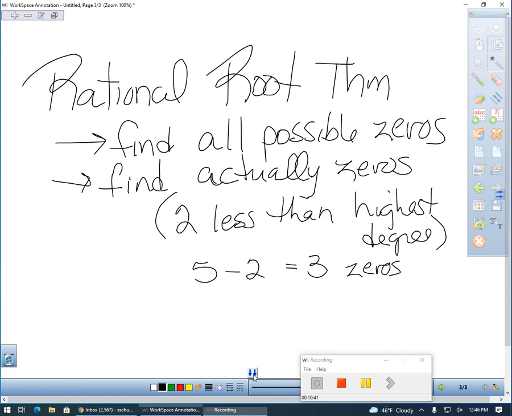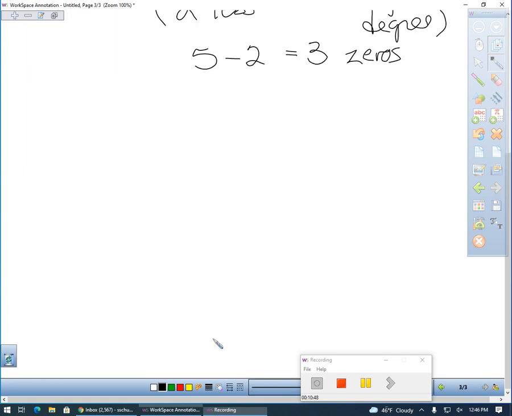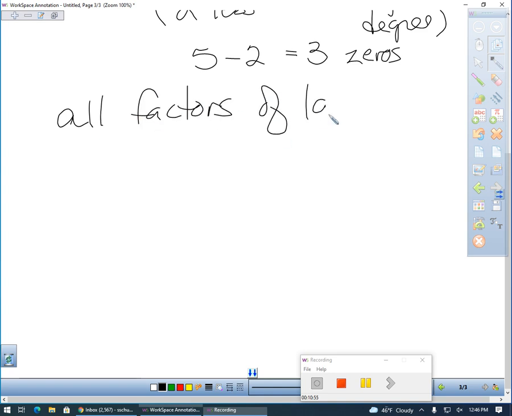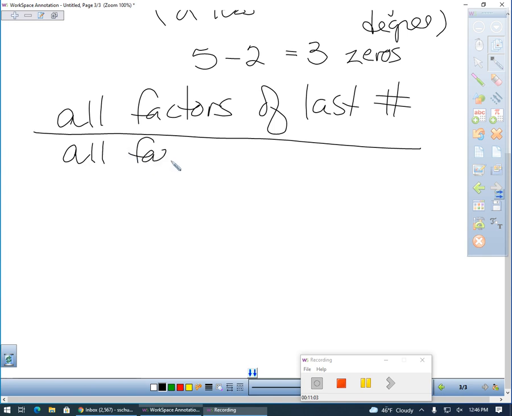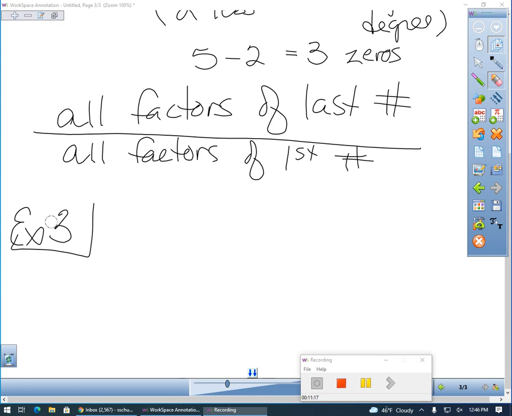All right, so to remind you how this goes, you take all factors of the last number and divide by all factors of the first number. So here is example number 3. I know you guys have done this many, many times. You may have wanted to forget it, but you know.